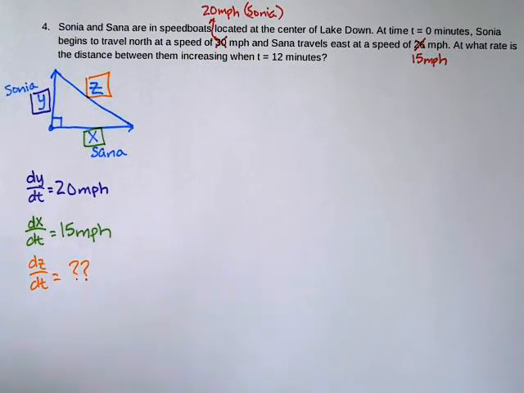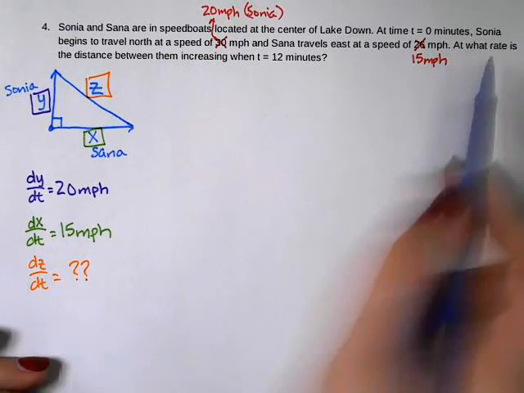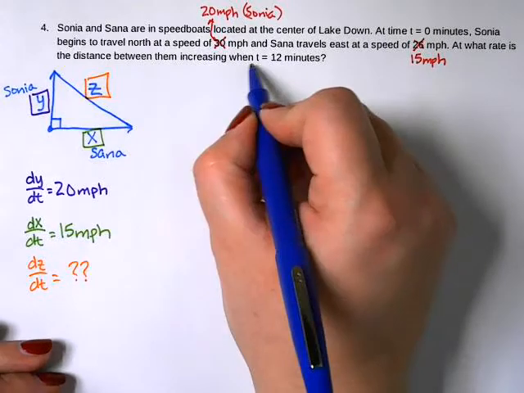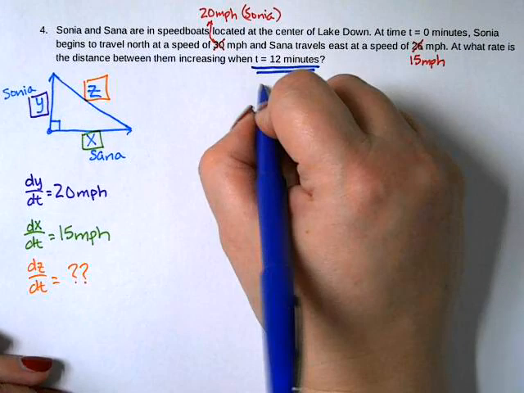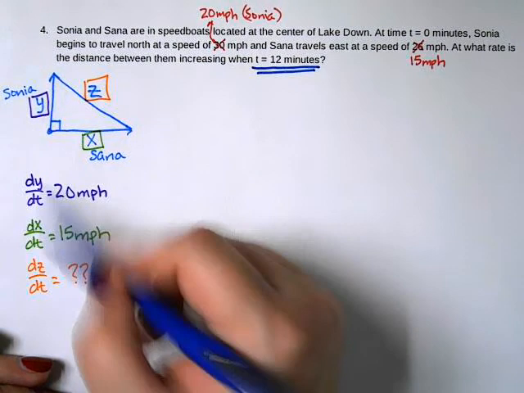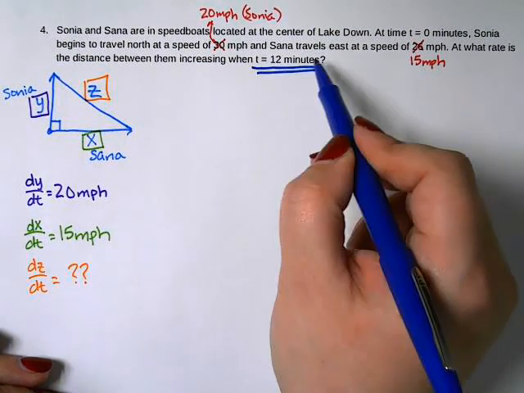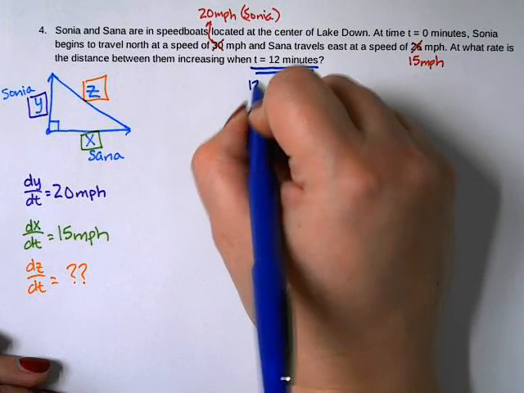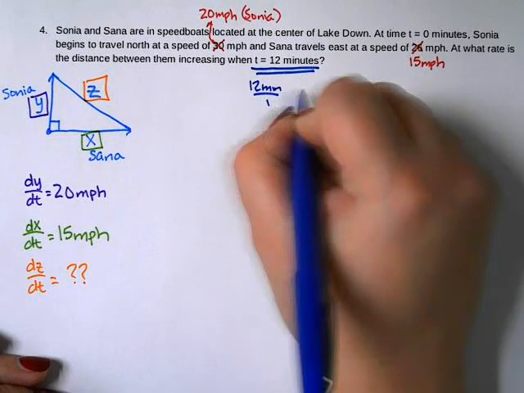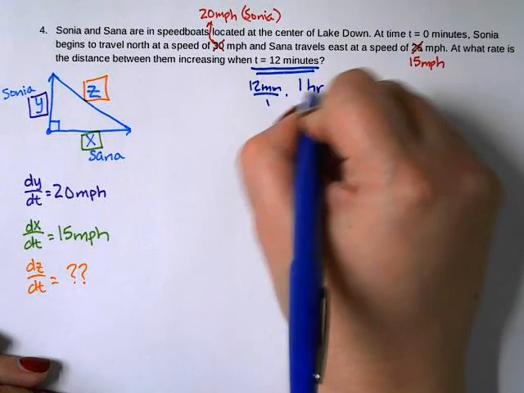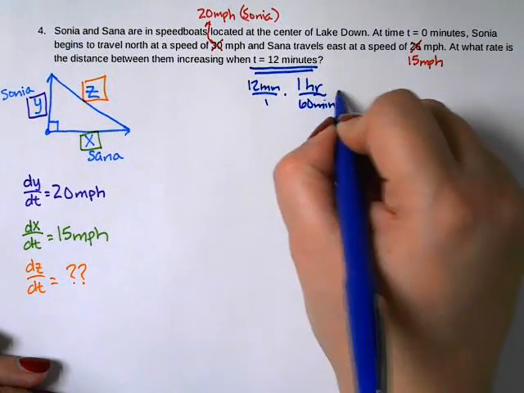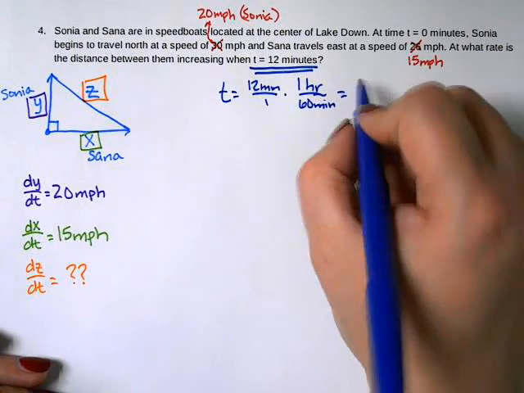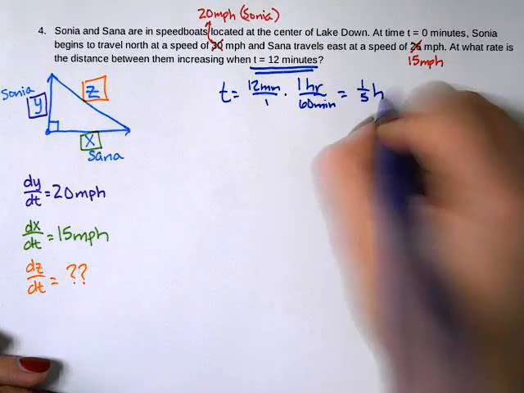And we were given one other piece of information. We were told that we're looking for the rate that the distance between them is increasing when t equals 12 minutes. So one thing I'd like you to do really quickly, if we're talking about miles per hour over here, I don't want to talk about minutes here. So 12 minutes over 1, we're going to multiply that by 1 hour over 60 minutes, and we're going to convert that to hours instead. So the time is actually going to be 1/5 of an hour.